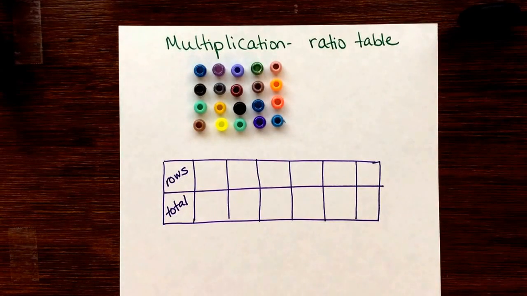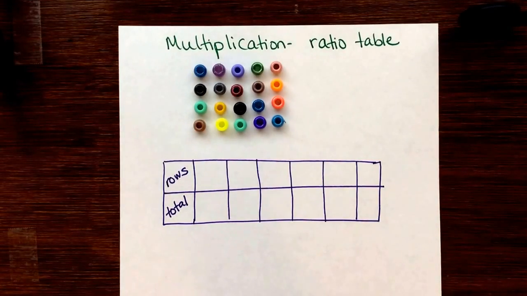Multiplication using a ratio table. A ratio table is a way to organize data into a predictive pattern in helping you solve a problem.